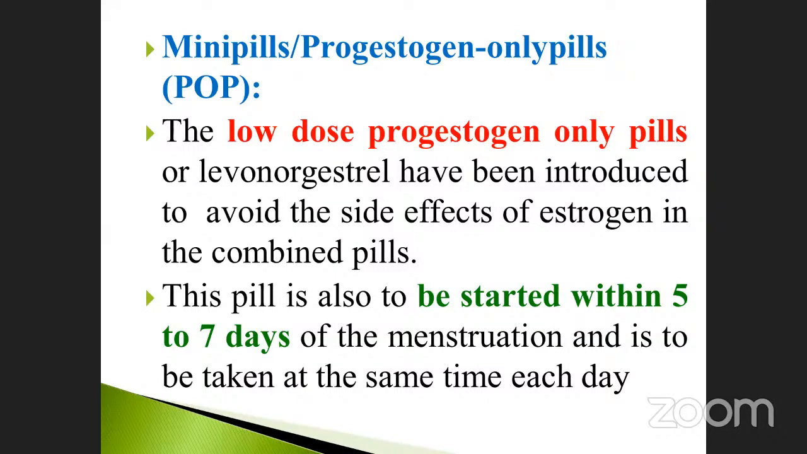The menstruation cycle we already studied. The first 5 days is the bleeding period. After the bleeding period, what happens? You have to take it for 5 to 7 days every month. That is very, very important.